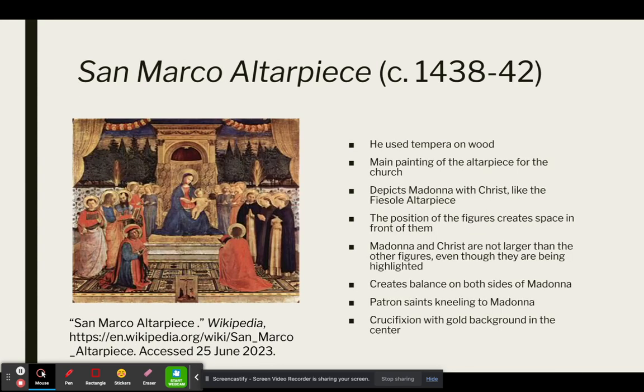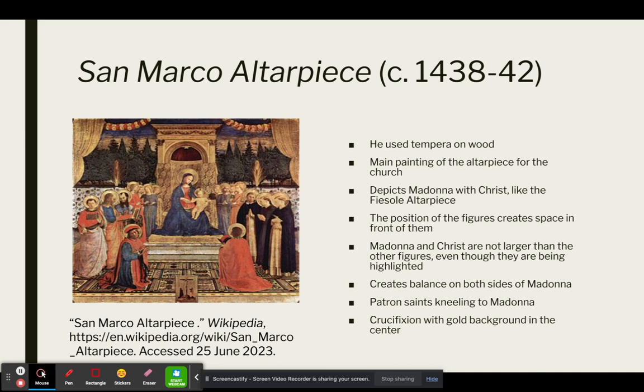The next piece is the San Marco altarpiece. He used tempera on wood. This is the main painting of the altarpiece for the church. It depicts Madonna with Christ, just like the Fiesole altarpiece. The position of the figures creates space in front of them.